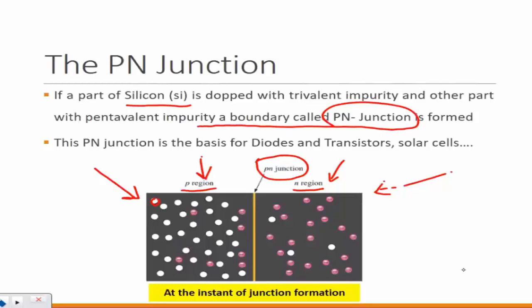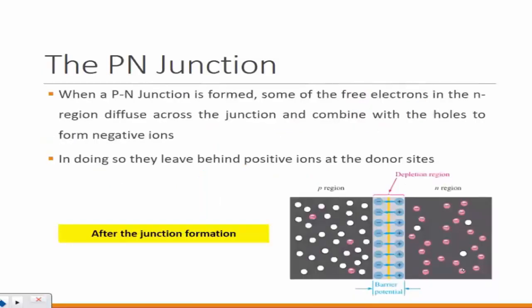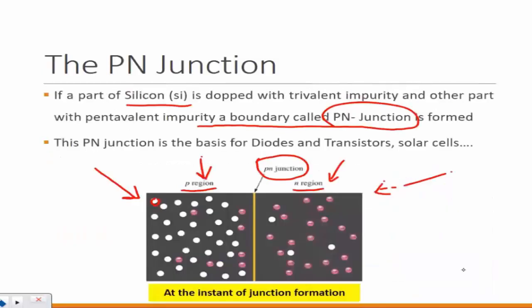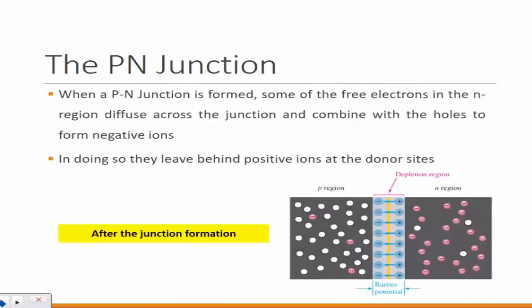So what will happen when I do this? When I put p-type and n-type together, what will happen is the discussion for the p-n junction. When you initially form a p-n junction, at the moment that you put it together, you see this line is very thin, correct? So the separation between these two is a very thin junction. But as you wait for a few microseconds, this junction width actually increases, and it will be something like that.